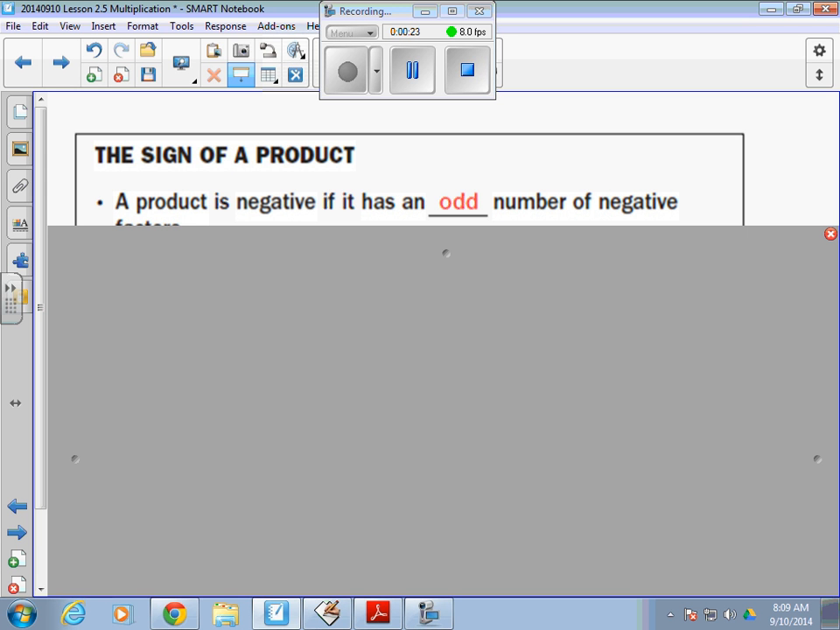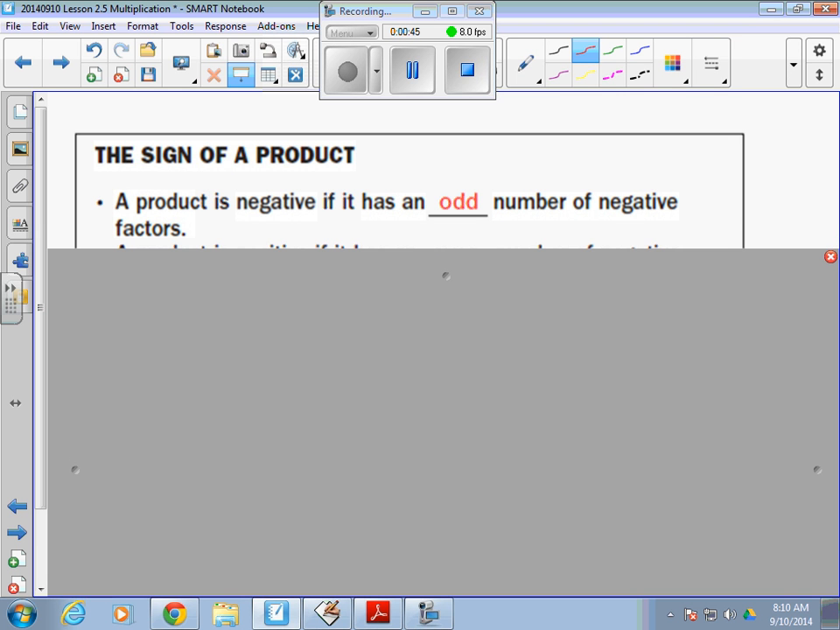First thing we have is a box that talks about the sign of a product. When we're talking about sign, it means they're going to be a negative or a positive value at the end. Most of the time, you're multiplying two things, three things, or exponents, but this groups everything together. It says a product is negative if it has an odd number of negative factors. So if you have one negative value, or three, or five, or seven, you know what odd numbers are, it's going to be negative.